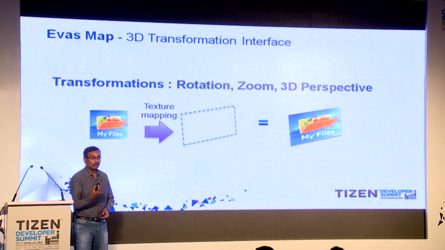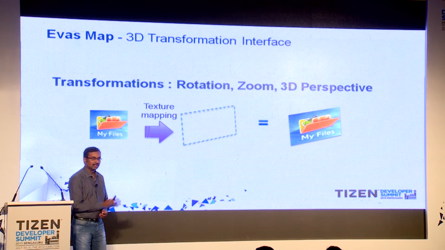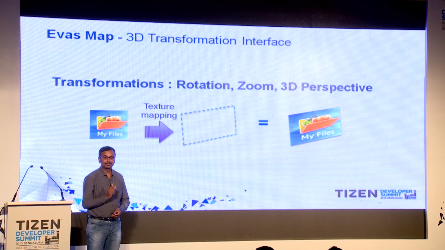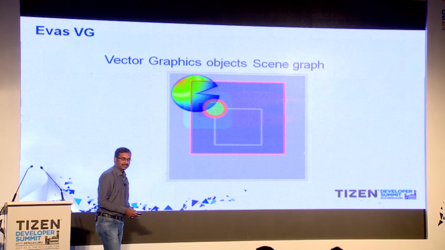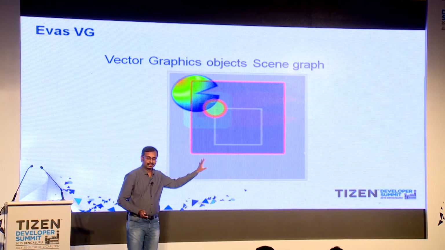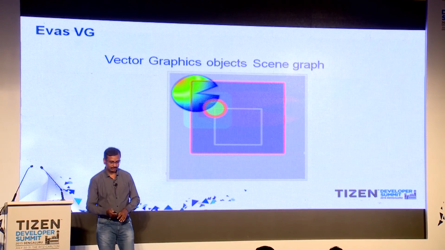Right? So some of the low-end hardware, not only mobile, low-end hardware may not have a GPU. Still, all the effects you can achieve in the software base with better performance. That's the specialty of EFL. Evas VG, we saw that vector graphics part. You can have vector graphics rendering as part of your project.